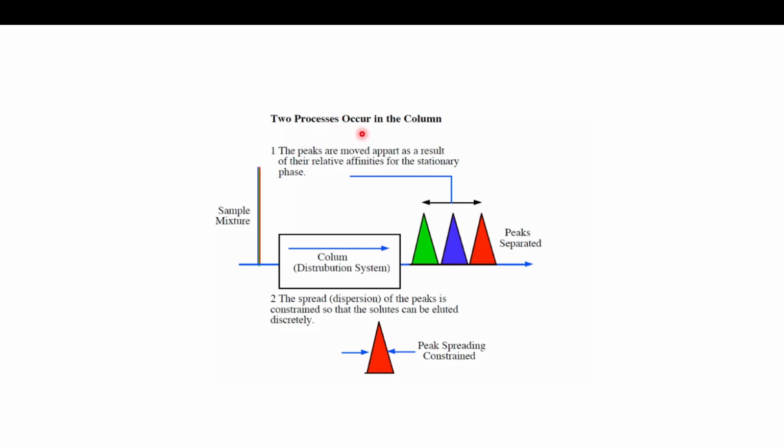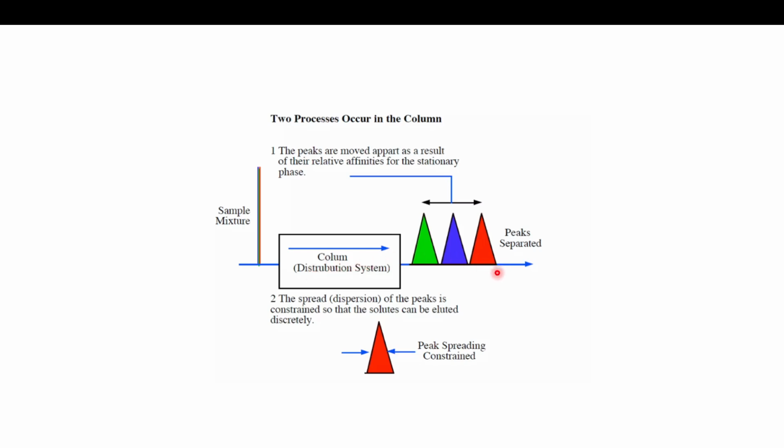Now, two processes occur inside the column. The peaks are moved apart as a result of the relative affinities for the stationary phase that I was talking about, right? So this one has lower affinity, so it comes out first. This has intermediate affinity with the matrix or the stationary phase, and this has the higher affinity. That is why it is eluting out at a much later time or at higher volumes, right? Because it was interacting with the column.